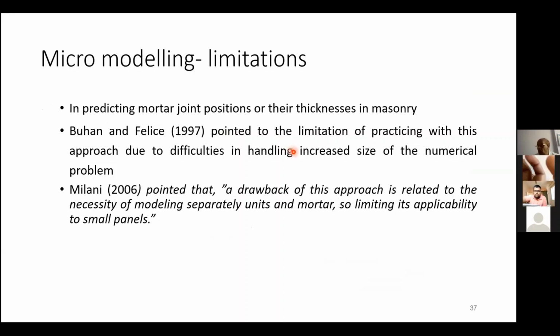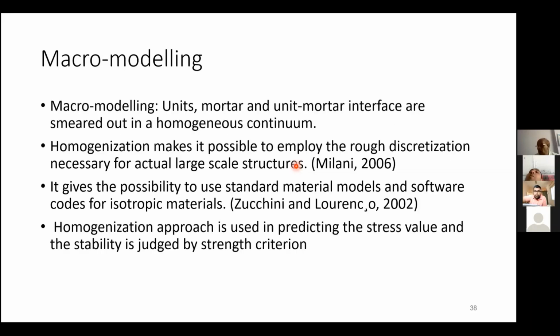Many researchers have worked on this approach. They pointed out that with increased size of the numerical model or increased size of the structure, mathematical or numerical problems also appear. So basically, modeling blocks and mortar separately and analyzing them is very difficult for realistic structures. There is another approach, the macro modeling approach, wherein we merge everything and use homogenization. We predict the stress values, and based on that we judge the stability of the structure.